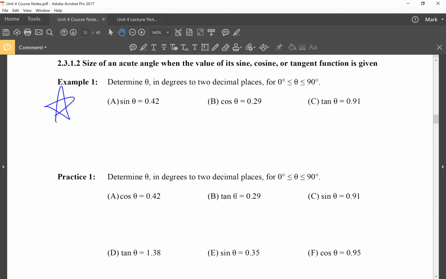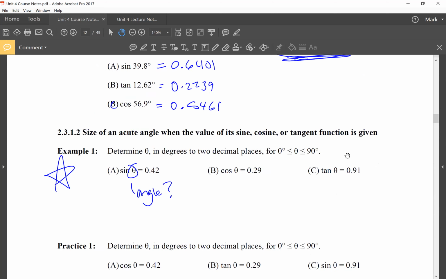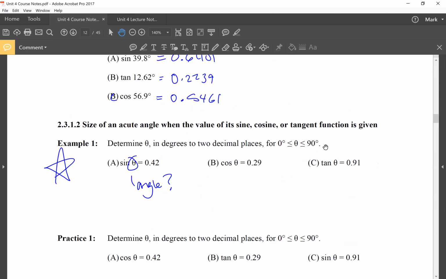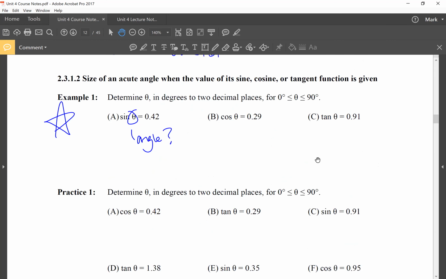We need to know how to find the angle from the ratio. Now, let me just zoom up for a second. What do I mean? I want you to find theta, the angle. Okay, so what this says, sine theta equals 0.42.